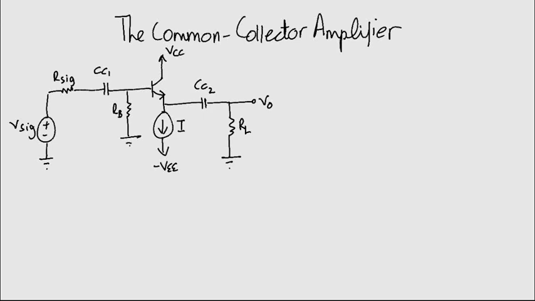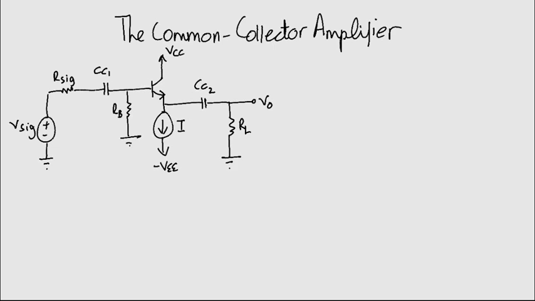This is the last configuration that we are going to look at. This is the common collector amplifier. Now, the input is taken at the base terminal and the output is at the emitter terminal. The collector terminal is to be at signal ground. That is why the collector resistance RC is eliminated.